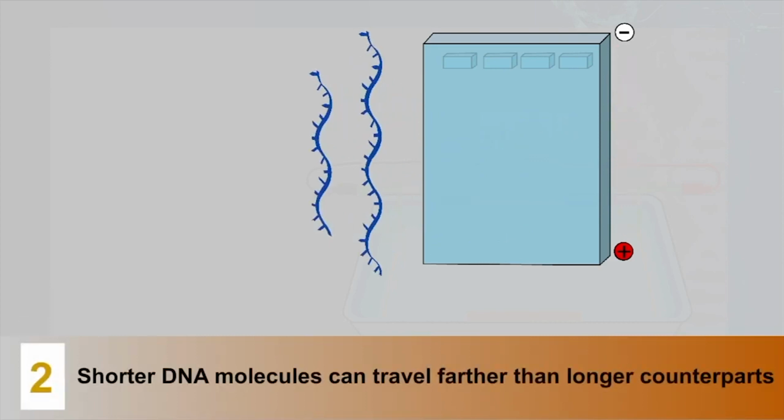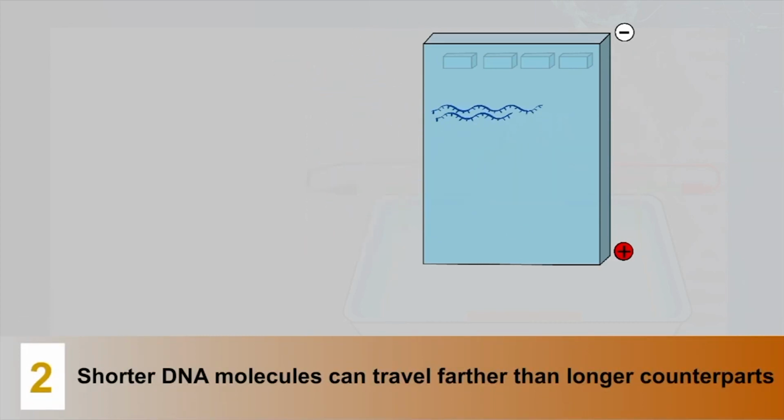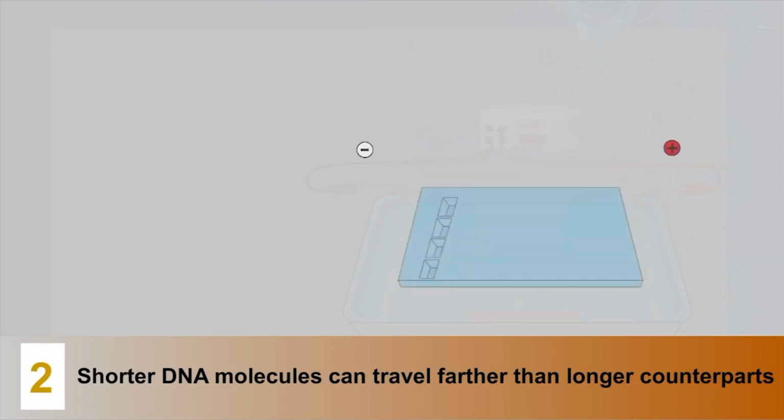And you know that this migration is inversely proportional to the size of the DNA. So the smaller DNA will run faster and the larger DNA will run slower.